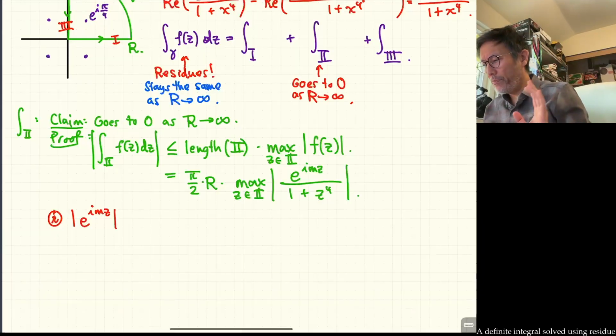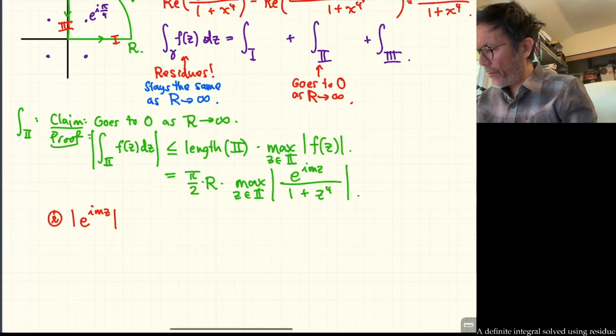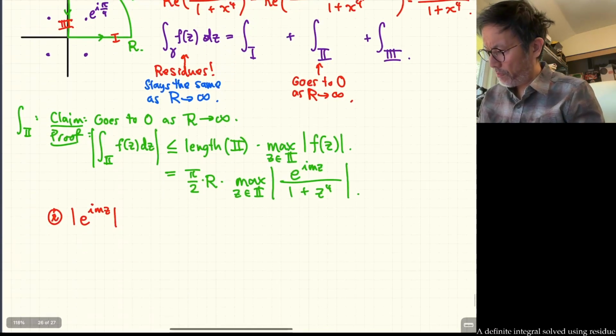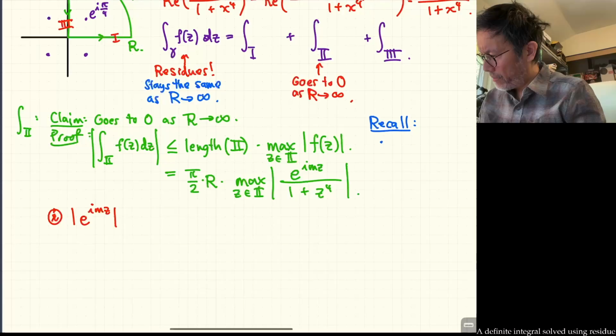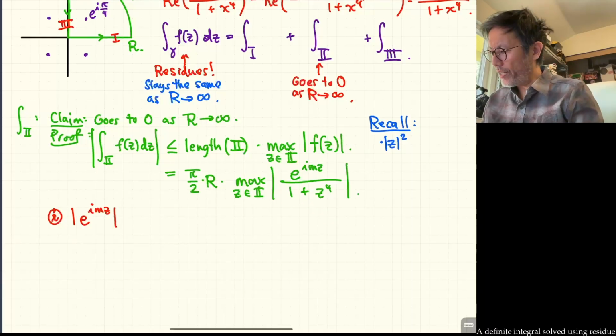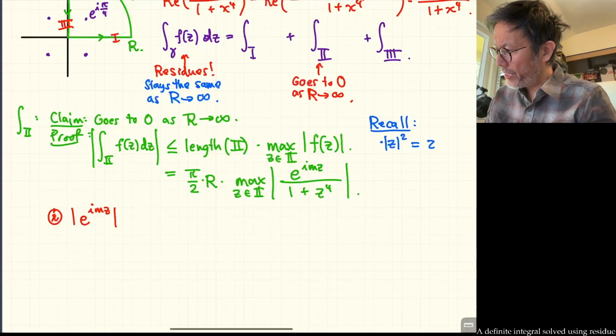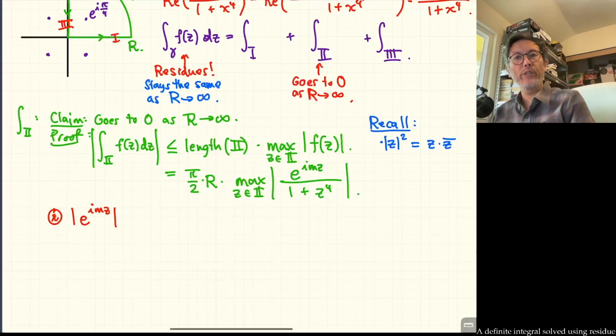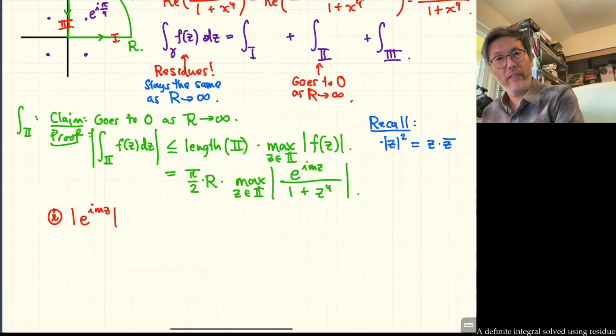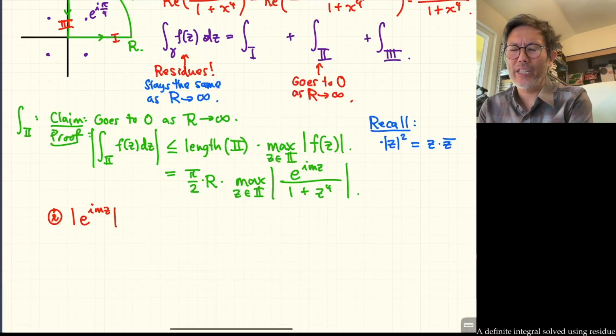Okay, so to compute this, we should use a fact. Recall that if you want to compute the modulus of z squared, that's the product of z times z bar. z times z bar ends up being a real number, and a positive real number. Not only that, it's exactly the norm of z, the modulus of z squared.